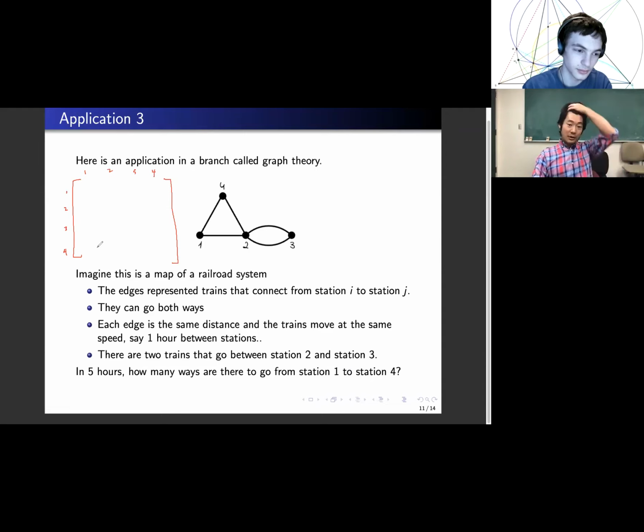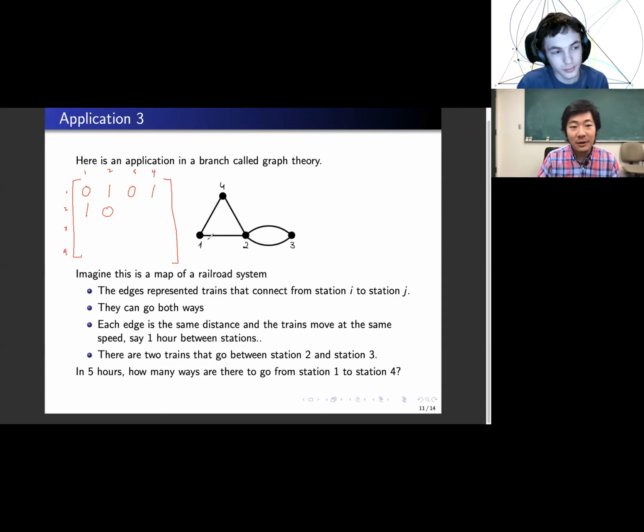Okay, so in exactly 1 hour, because you have to go somewhere, there are 0 ways to get from 1 to 1. And then there's 1 way to get from 1 to 2, so 1. And then there are 0 ways to get from 1 to 3 in 1 hour. You have to go to train station 2 first. So that's impossible, so 0. And then there's 1 way to get to 4. And then from 2 to 1, there's 1 way. From 2 to 2 is 0. From 2 to 3, there are 2 ways. And from 2 to 4, there's 1.